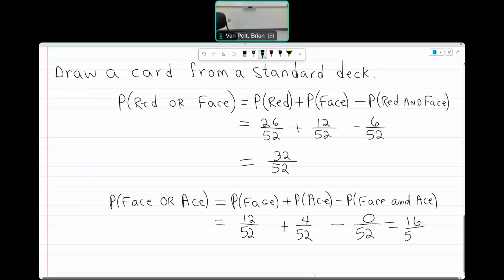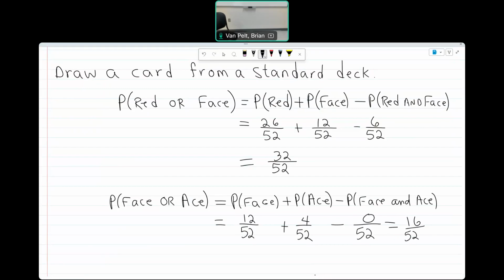Question for you. What do they call this situation here where the probability is 0? Oh, there's a phrase for that. Brian says mutually exclusive. Yeah, thank you.